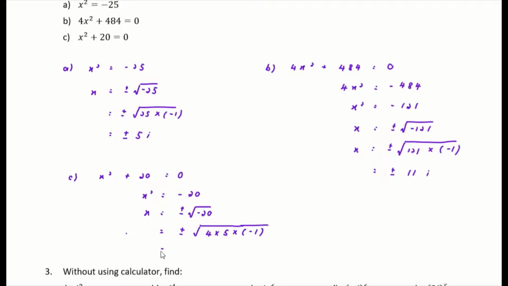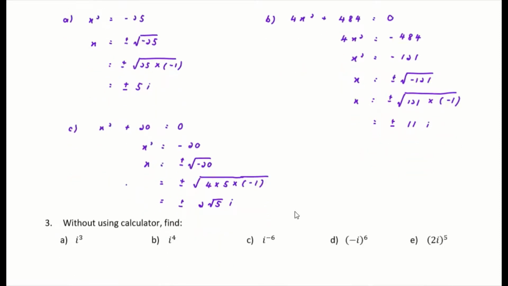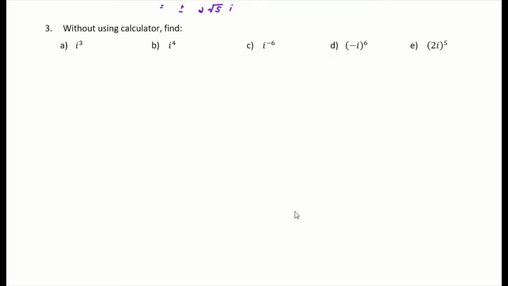Okay, so which means my last answer I'll have positive, negative 2, square root 5, and i. Alright, so I hope you shouldn't have any problem by just applying your i inside here. Okay, so for question 3, we are going to go through all these in the indices form for our imaginary number. Okay, so let's start with i cubed.